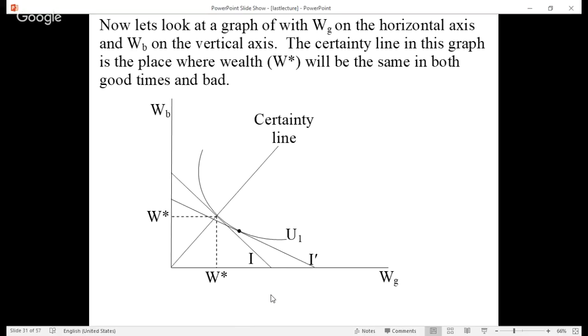Then what's going to be the slope of that budget constraint? Maria's going to tell me. What? What's the slope of that budget constraint?